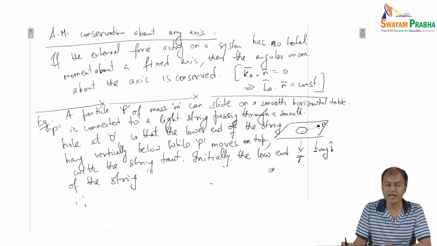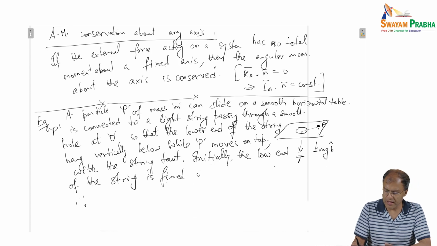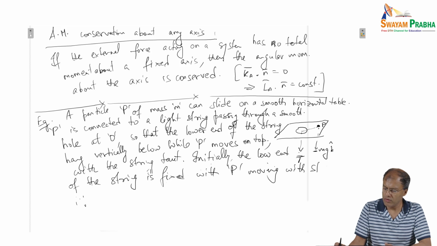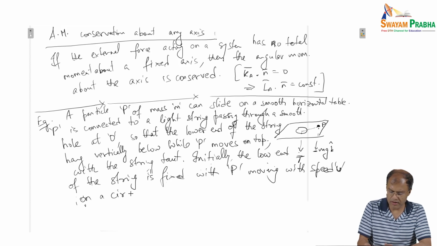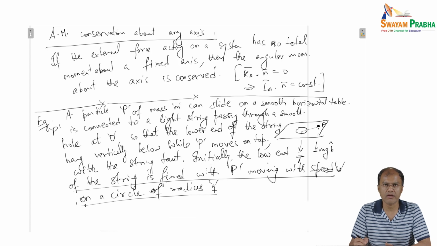I'm trying to give the initial conditions here in this statement. So the lower end of the string is fixed, with the particle P moving with speed u. So this is the initial velocity or the initial speed. So that's the initial condition. And on a circle of radius a, right? So this is the last statement which conveys the initial condition of the setup.